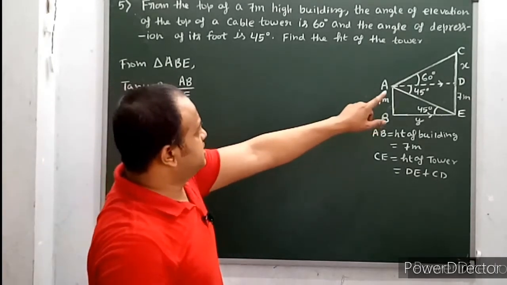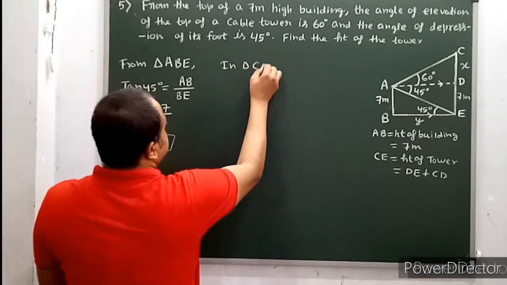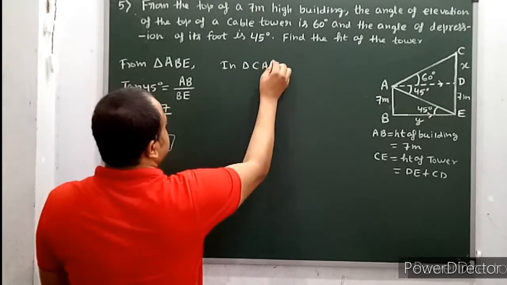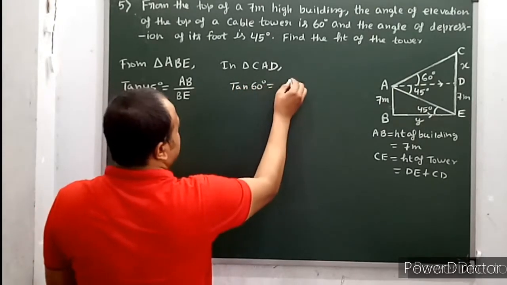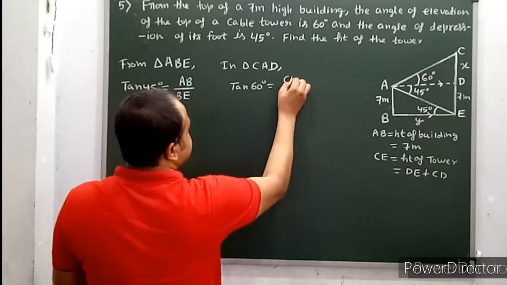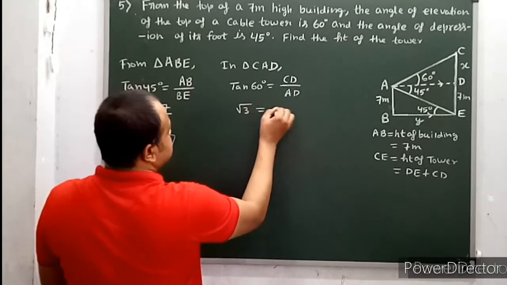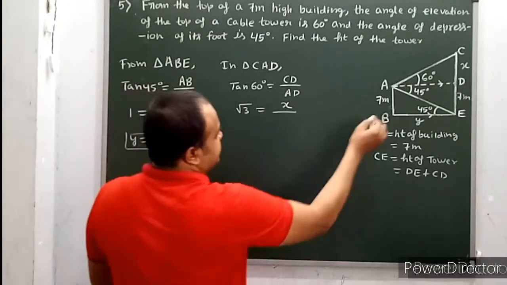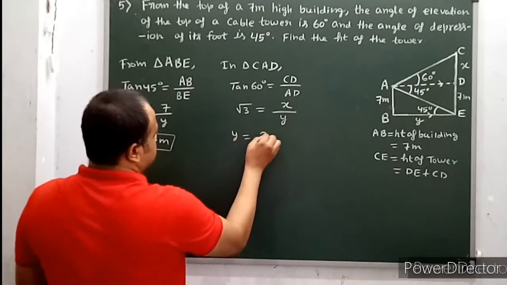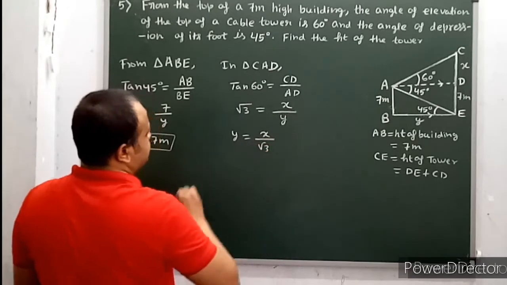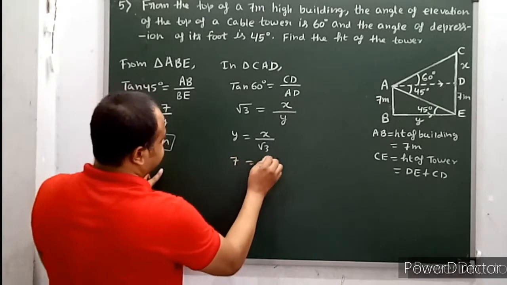Now, we will go for triangle CAD. In triangle CAD, tan of 60 degree equals perpendicular by base. Perpendicular is CD and base is AD. Tan 60 is root over 3. CD we have taken as X and AD, that is BE, we can write here as Y. So, Y equals X by root over 3. Now, what is the value of Y? 7. I can write here 7.